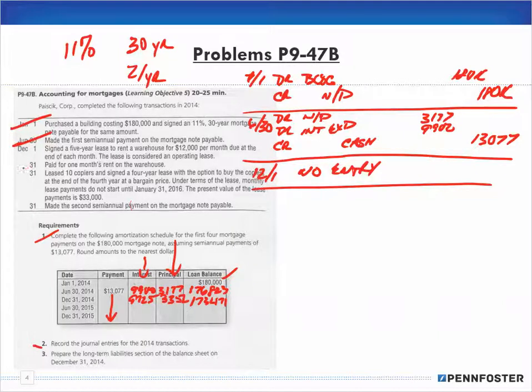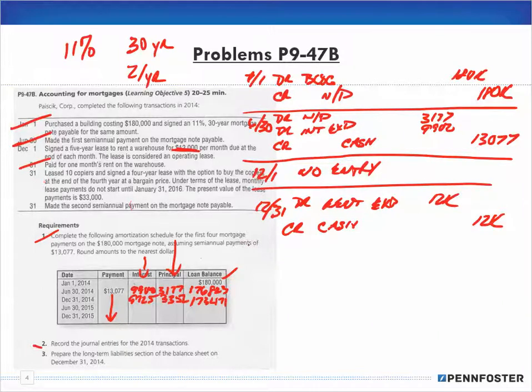Now, for December 31st, paid 1 month's rent on the warehouse. Okay, well, we're paying rent. Simple as that. I mean, you should know how to do that. We're going to credit cash, and that's in the amount of the $12,000 that was for the lease, and we're debiting rent expense for the $12,000.